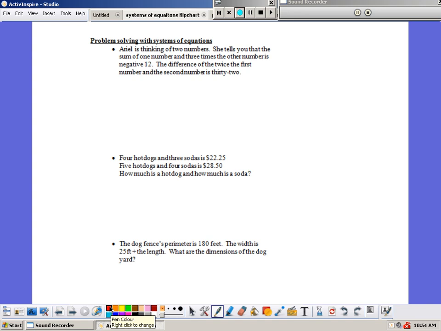Ariel is thinking of two numbers. I'm going to call my numbers x and y. X will be my first number, y will be my second number. She tells you that the sum, which means I'm adding, of one number, x, and 3 times the second number is negative 12. The difference, that means subtraction, of twice the first number and the second number is 32.